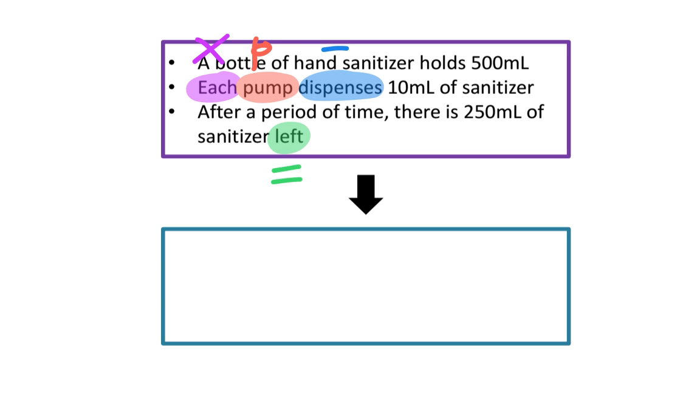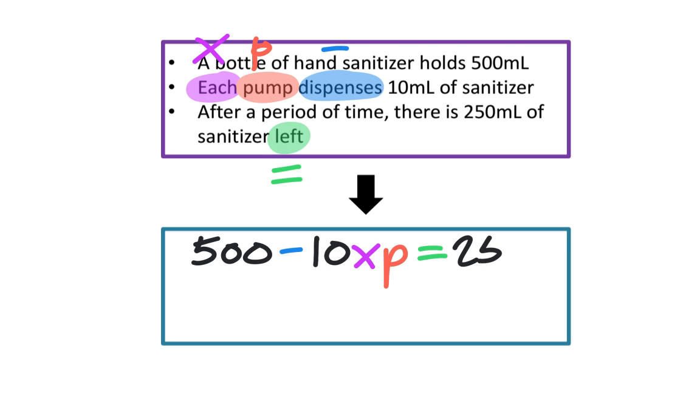Let's put all of this together. So your bottle of hand sanitizer starts with 500 milliliters. Now, since you're dispensing this, you're losing an amount. And you're losing 10 milliliters each pump. And at the end of this, you're going to have 250 milliliters left.